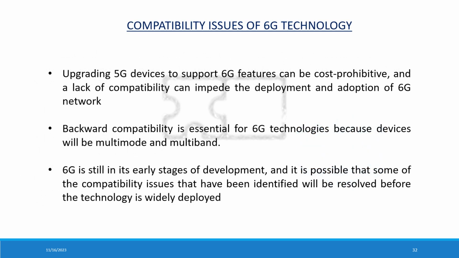Then the compatibility issues of 6G technology. It is cost prohibitive to upgrade these 5G devices to support 6G features. So backward compatibility is essential for 6G technology. As 6G is still in its early stage of development, it is possible to identify these compatibility issues and resolve them before these technologies are widely deployed.